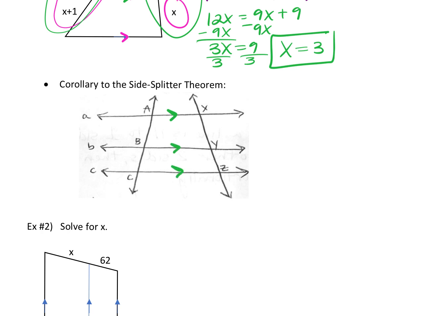Notice again, AB is not the same length as BC. Those are different lengths. That's okay. As long as the lines are parallel, you'll get a proportion here again. So let's say this is G, H, I, and J. The setup would be G over H equals I over J. So you get this proportion again.